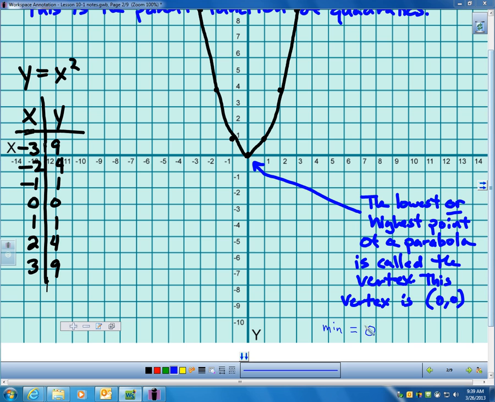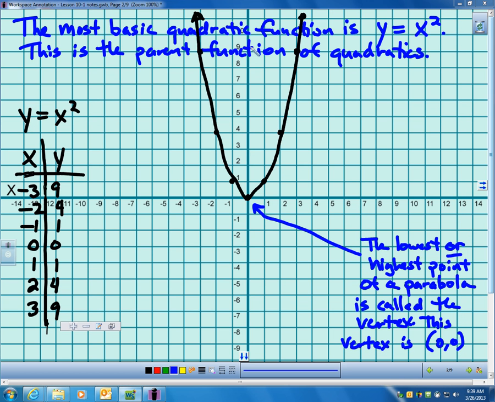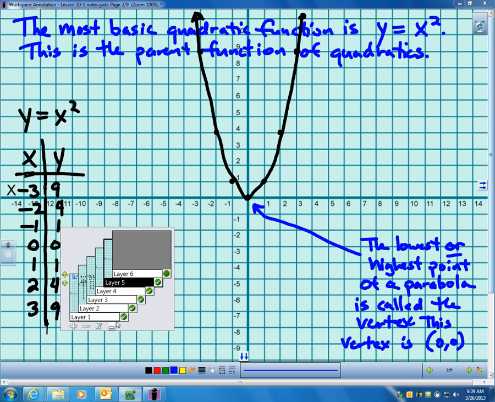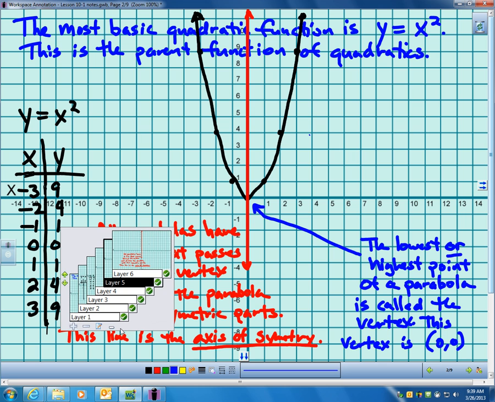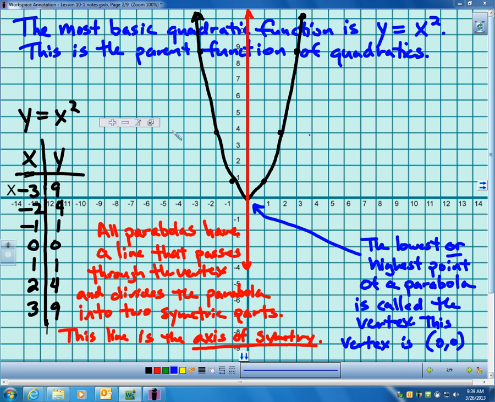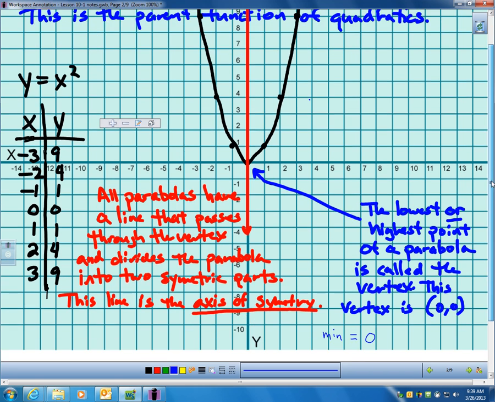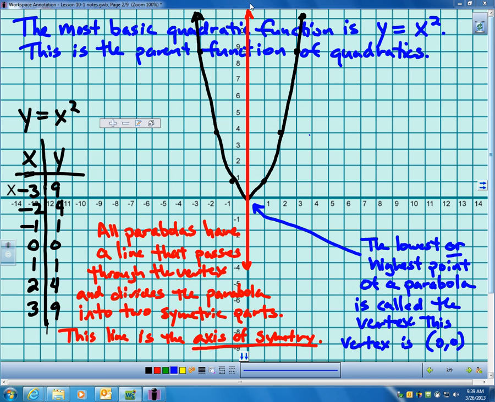So it has a minimum of 0. And then there's a second important vocabulary word that is applied to this. I did this in red, not because red is wrong on this slide, but just to give you a different color that will show up nice. Every parabola has an imaginary line that passes through it and divides the parabola into two symmetric parts. Remember, symmetric parts mean that they're mirror images of each other. And this line is called an axis of symmetry.